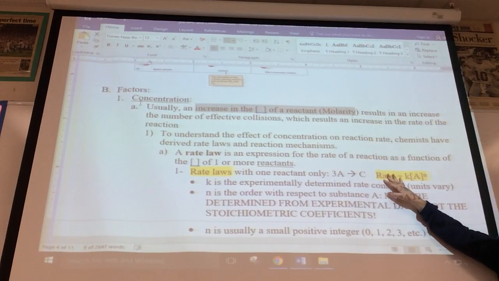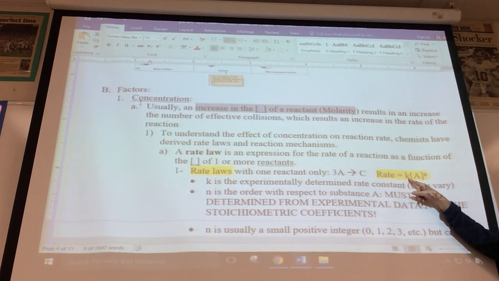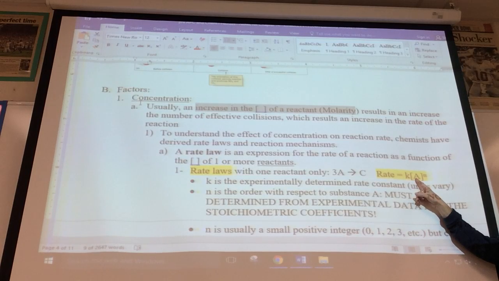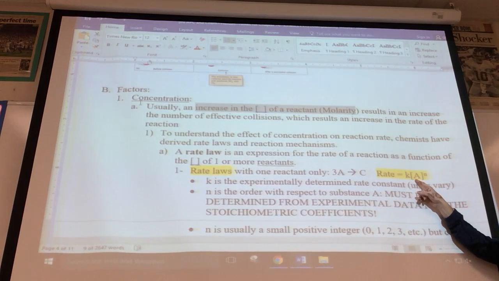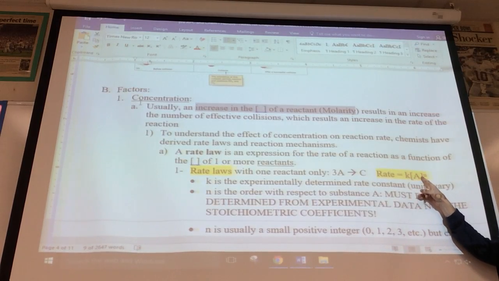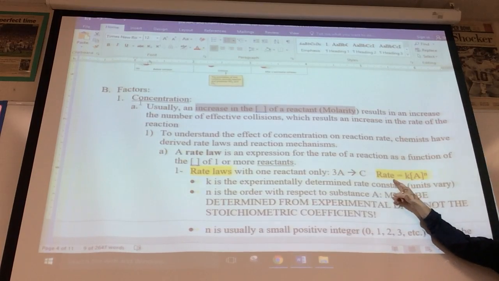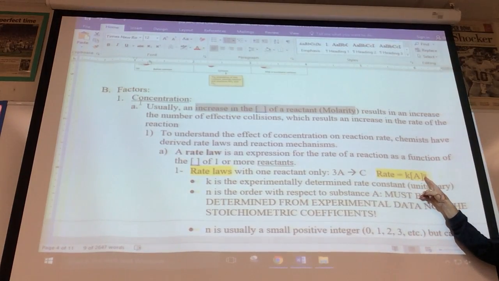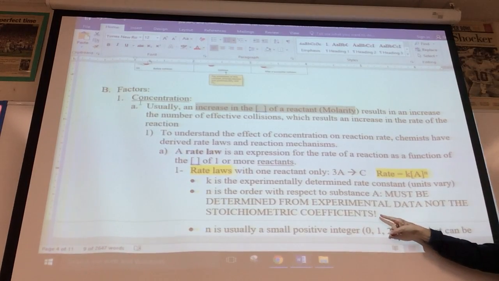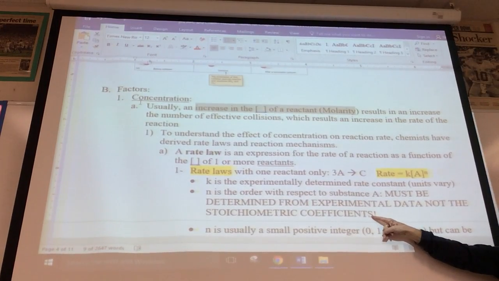It always starts rate is equal to k. k is a proportionality constant, and other than putting the k in there, you don't need to worry about it. Times the concentration of reactant A raised to some power. n is the order with respect to A. n helps describe how altering the concentration of A affects the rate. n can only be determined from data, never, ever, ever from stoichiometric coefficients of fully balanced equations.